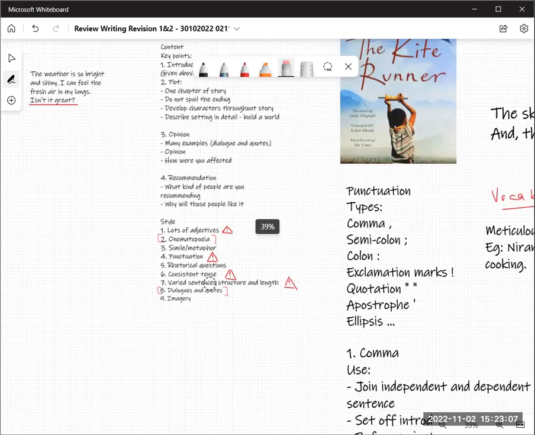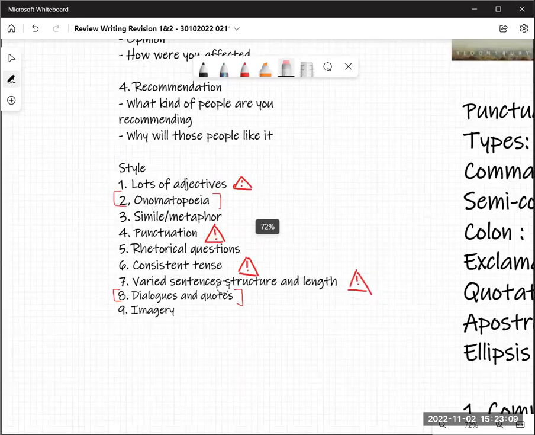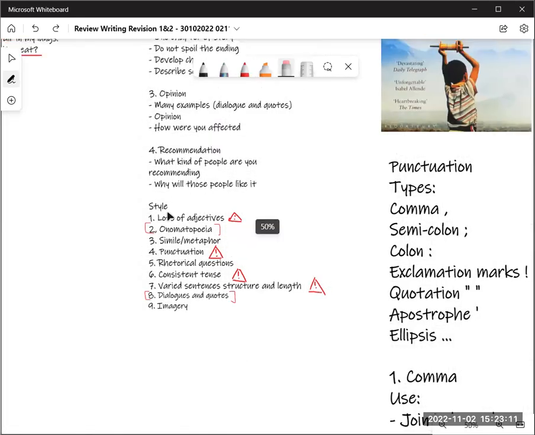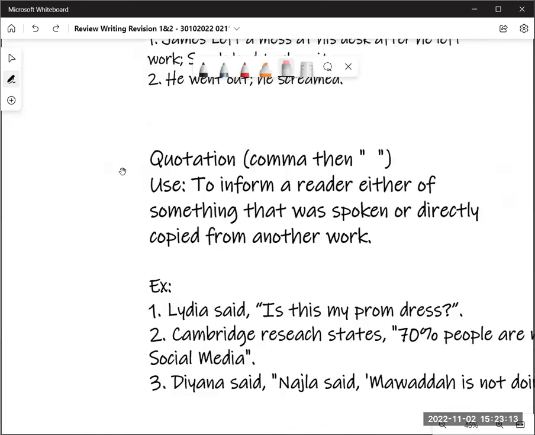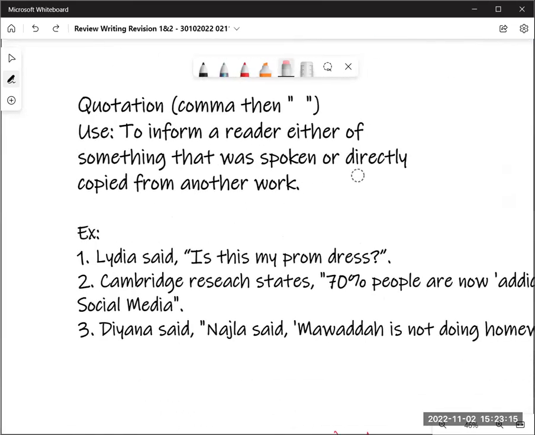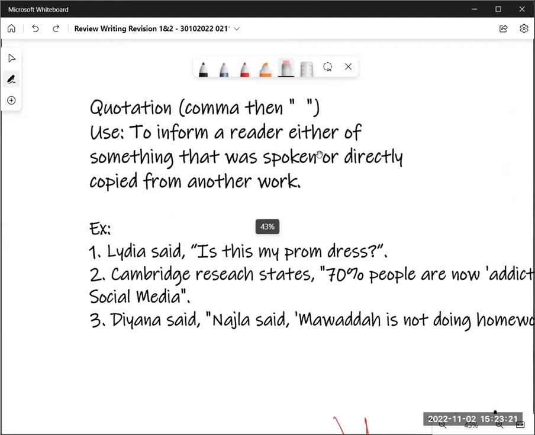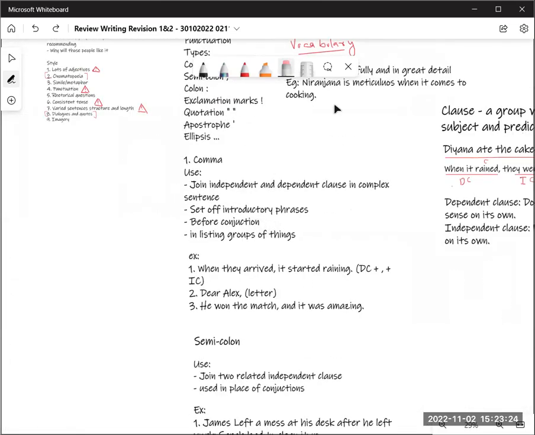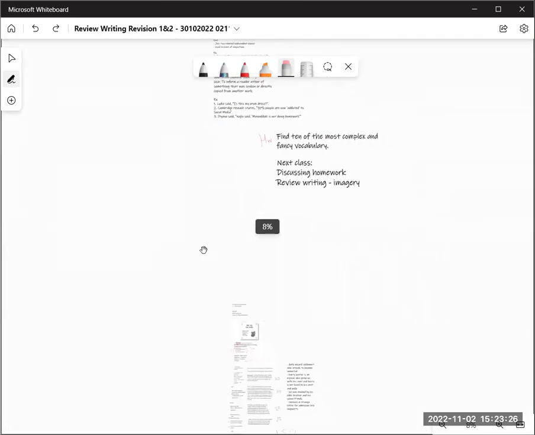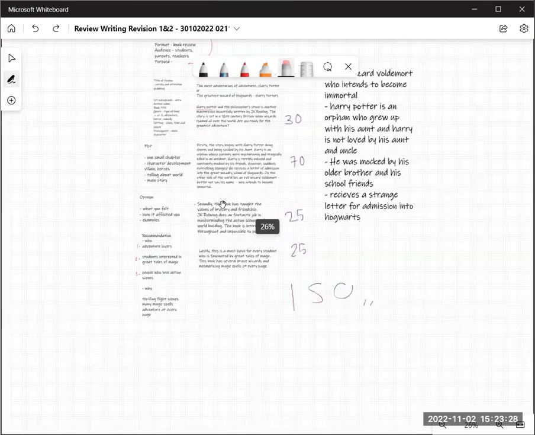How do we do that? Firstly, what are dialogues and quotes? We know that dialogues look like this: something that someone said, basically, right? Quotation. This is how you do it. You put a comma, then the double quotes. And for onomatopoeia, we have done that already. It's basically words that describe a sound. Let's try adding it over here.